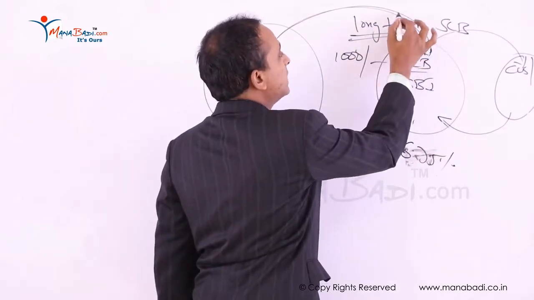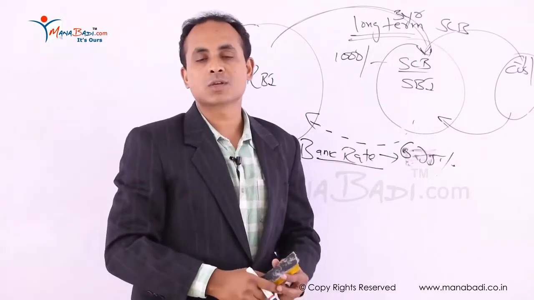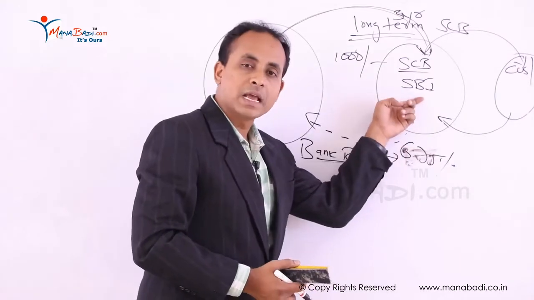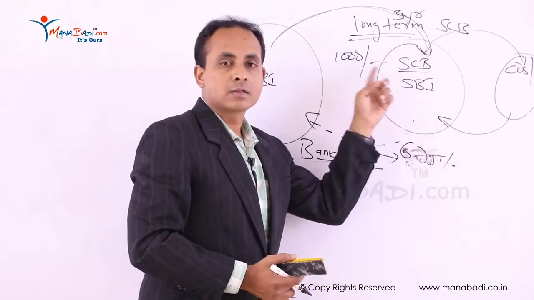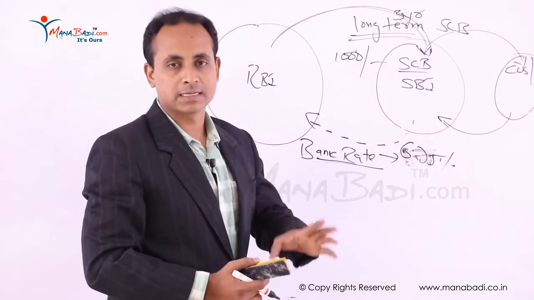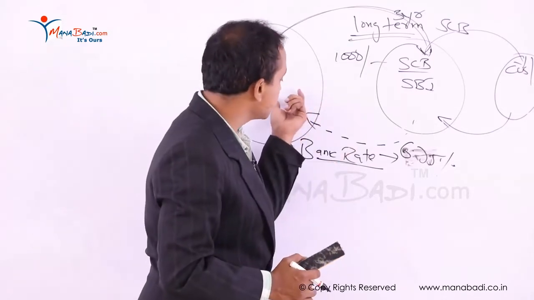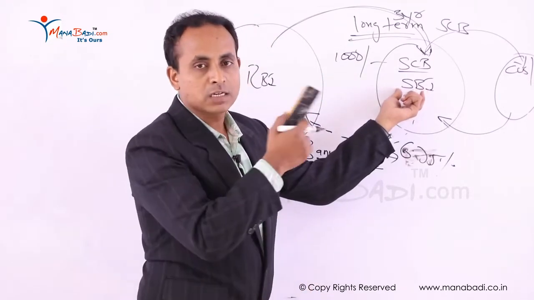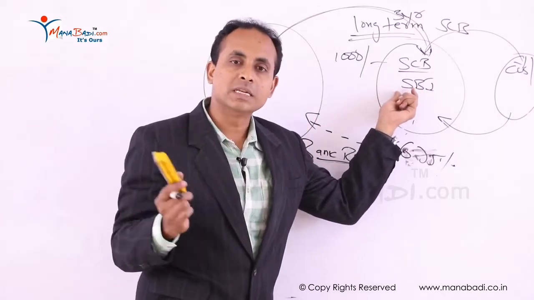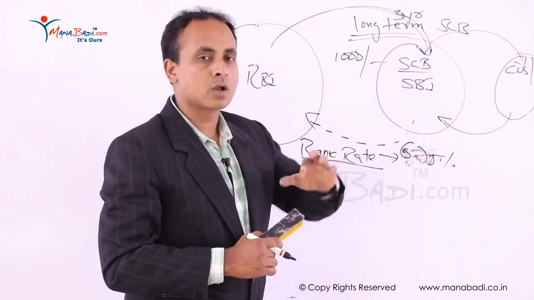Loans with a repayment duration of 3 years or more are called long-term loans. After 3 years, SBI needs to return 1,000 rupees to RBI with a 6.75 percent rate of interest. This is called the bank rate. So bank rate means the rate at which RBI gives long-term loans to scheduled commercial banks. Long-term loans usually mean repayment duration greater than 3 years. This is called the bank rate.